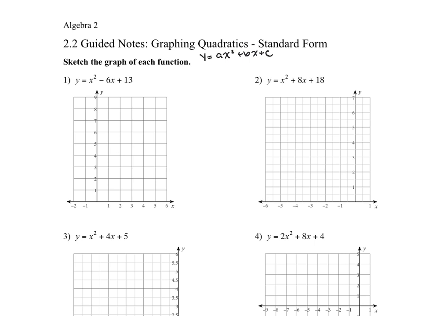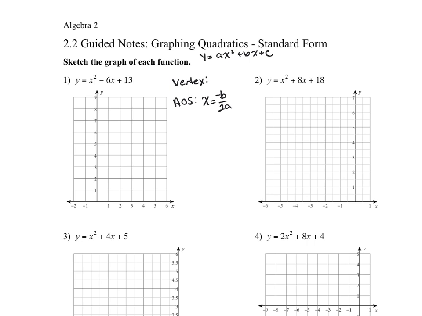One of the important features is that we have to identify the vertex. But we know the vertex also goes through the axis of symmetry. Now, the axis of symmetry has a formula when you're in standard form. It is x equals negative b over 2 times a. You need to have that available to you as you're doing this assignment, so you need to know that.